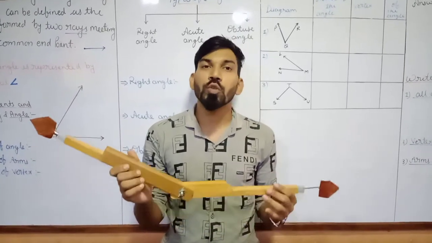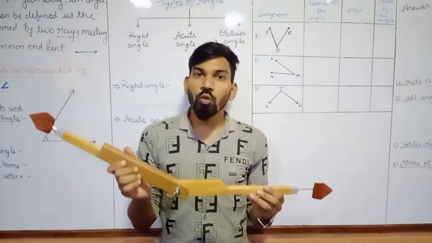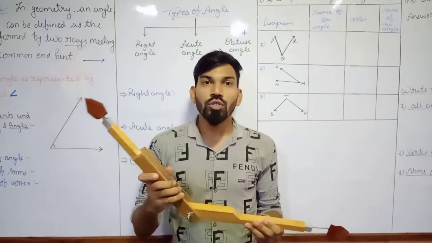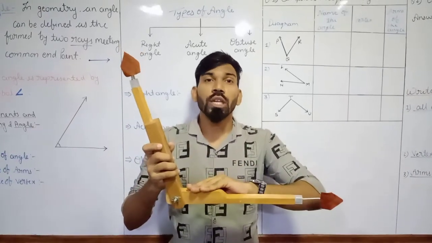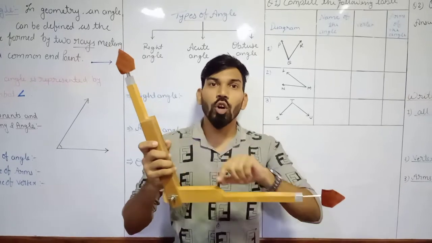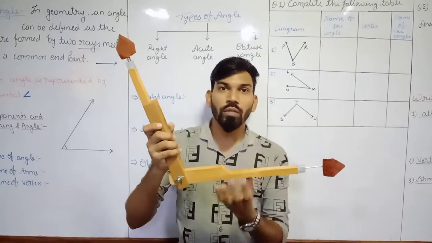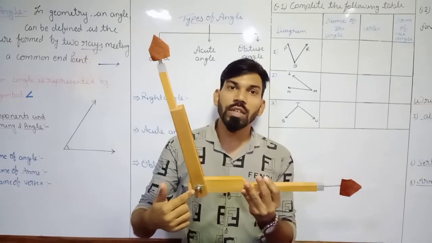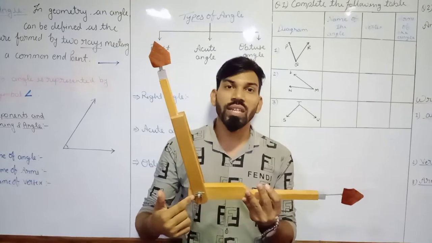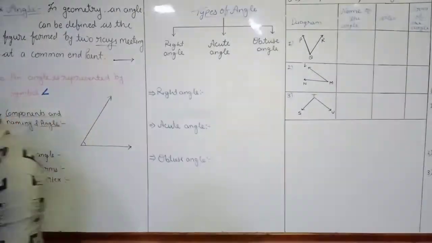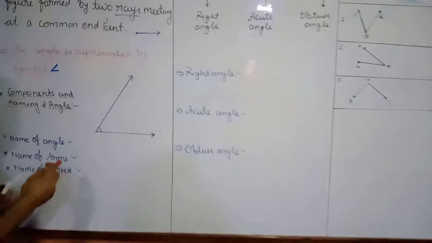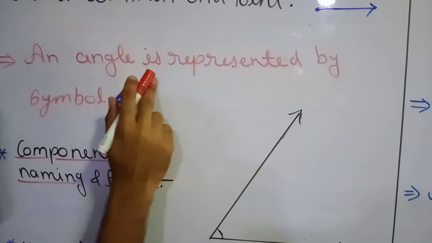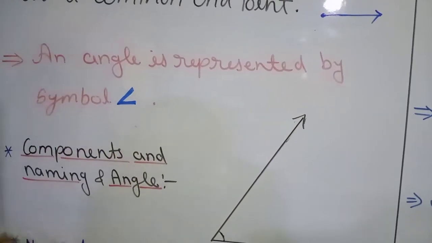Whenever we have two different rays meeting at one point, that is called an angle. Whenever we are talking about the angle, these two rays are called the two arms of the angle: first arm, second arm. And where these two rays are meeting, that common endpoint is called the vertex. One more important point: an angle is represented by a symbol.